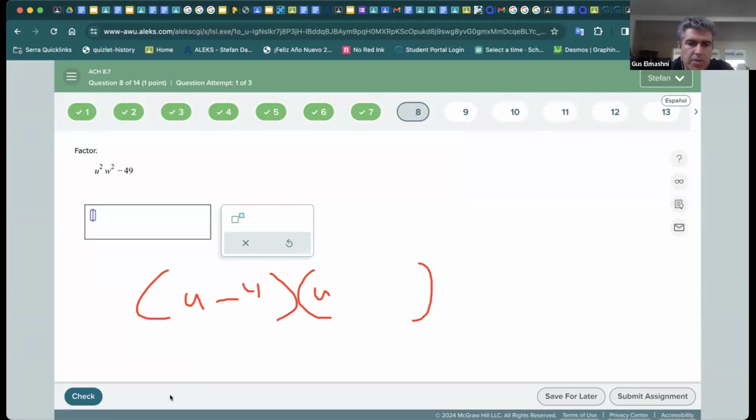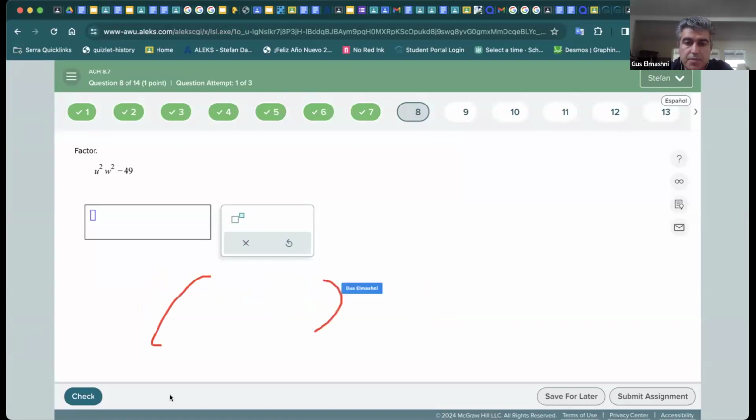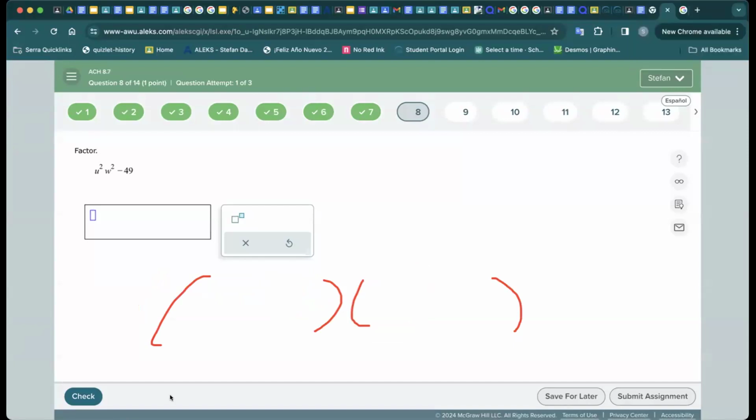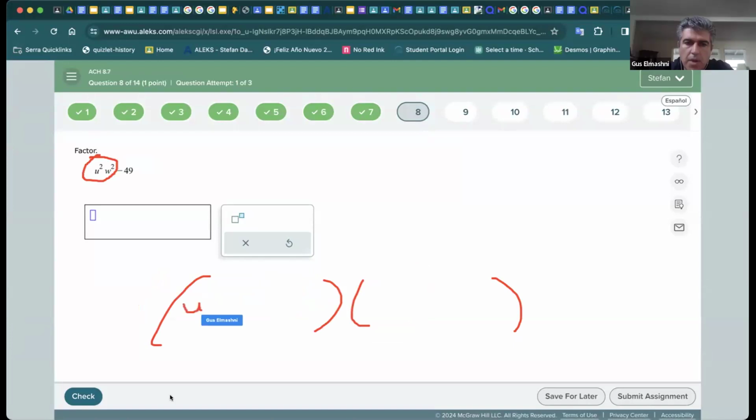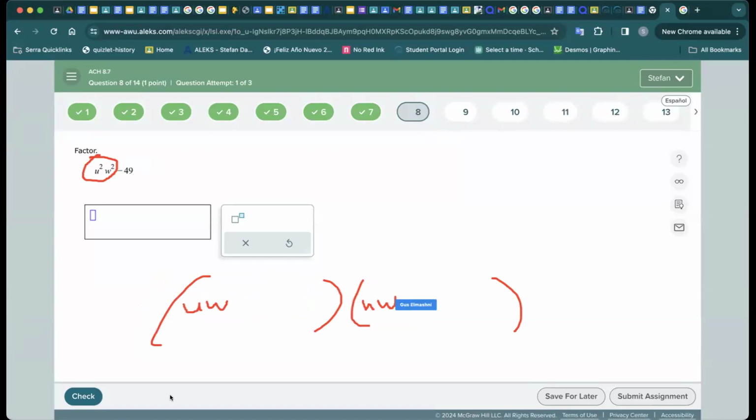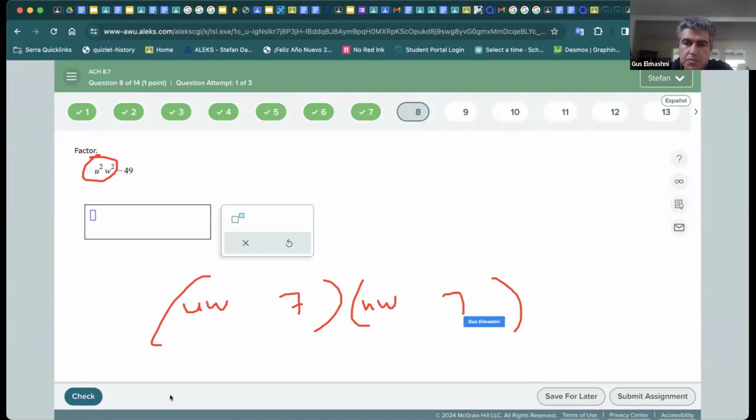Okay, so this is also a difference of two squares as well. So you have a minus and you have two squares. So what's the square root of u squared w squared? U squared times u squared is u cubed. No, the square root of this. Oh, what? 2 or 1? UW. Oh, UW. 2. And what's the square root of 49? 7. You got that.